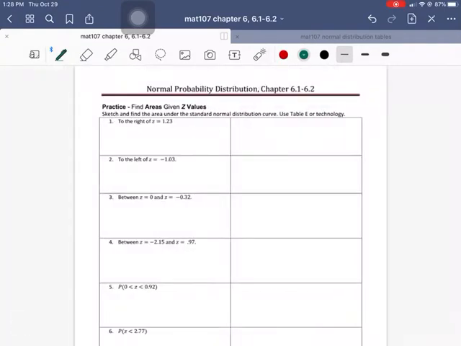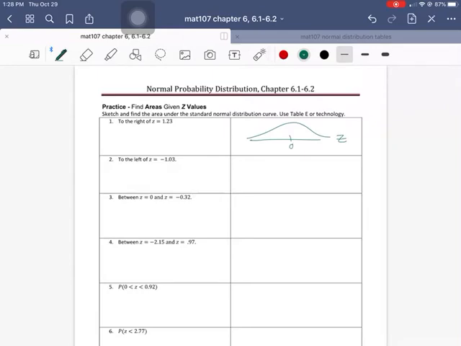Okay, so page 6 is a lot of practice for that, and the different ways your homework's going to ask about them. So I always start with a sketch. Just do this, put a Z over here, put a 0 here. That's how I start all my sketches.